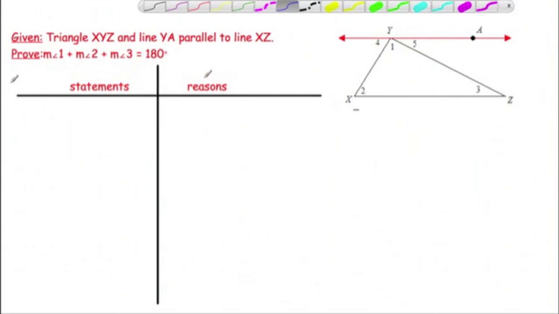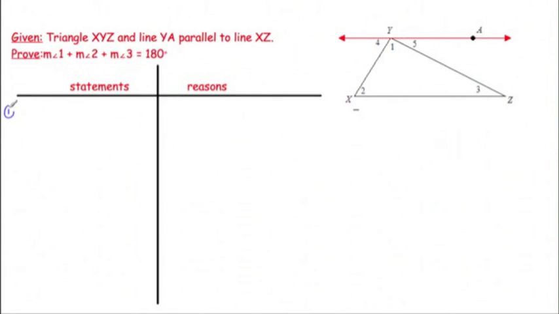All right, let's prove this. Given that we have this triangle and we have this line parallel to this line, we want to prove that the angles inside measure 180. So number one, let's start with the given. Triangle XYZ and YA parallel to XZ. That is given. All right, number 2. Let's talk about this. This here's a straight line. That's 180 degrees, but we can't just say that. So we have to pair some things up because a linear pair is 180.